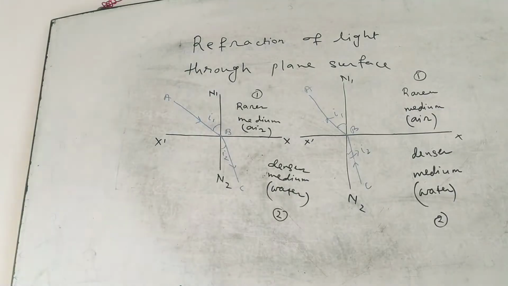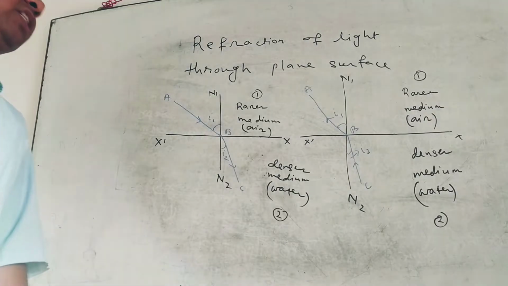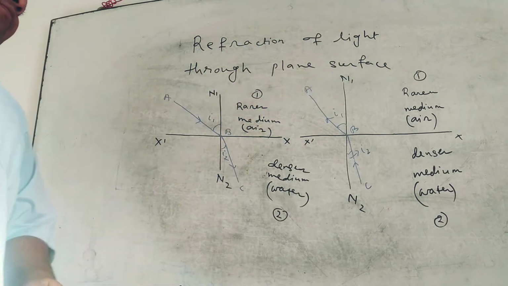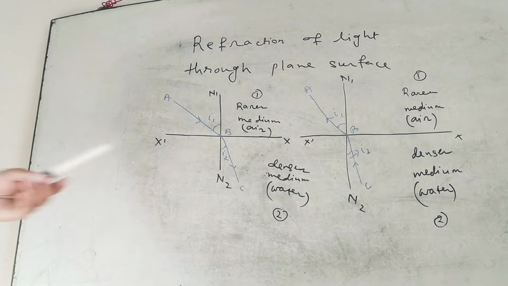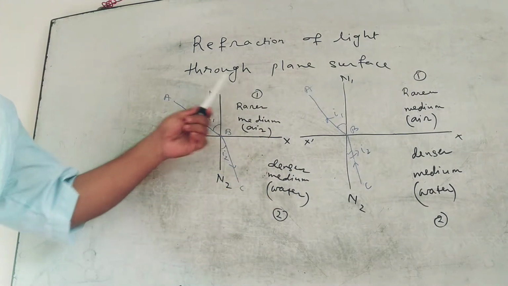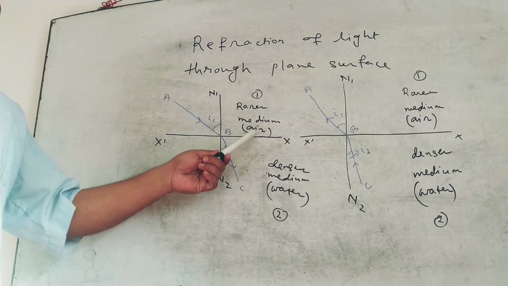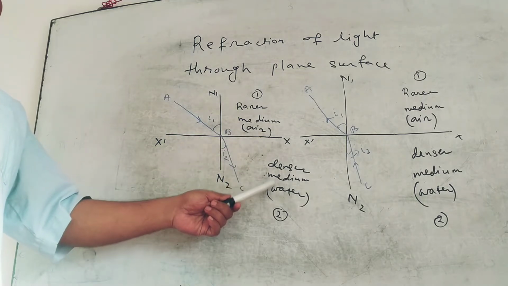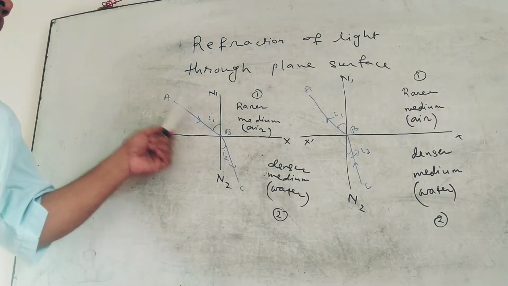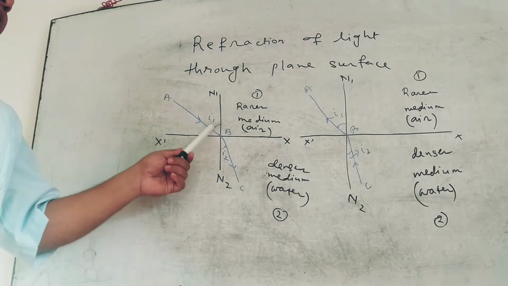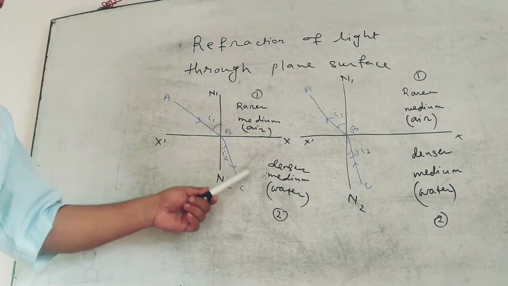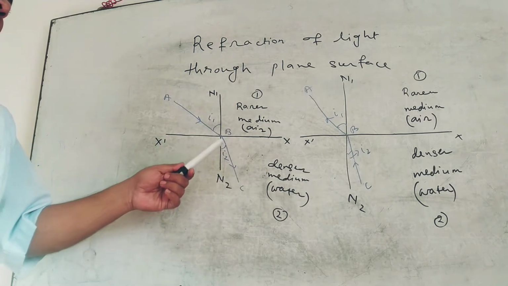Hello student, today's topic of discussion is refraction of light through a plane surface. There are two media, first and second. The first medium is a rarer medium, say air, and the second medium is denser, say water. AB is an incident ray, which comes from the rarer medium and moves through the denser medium.